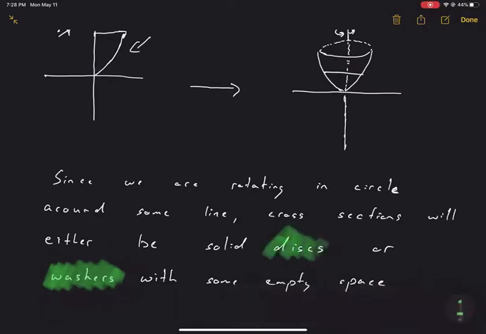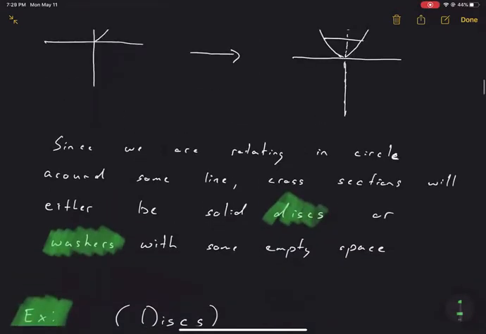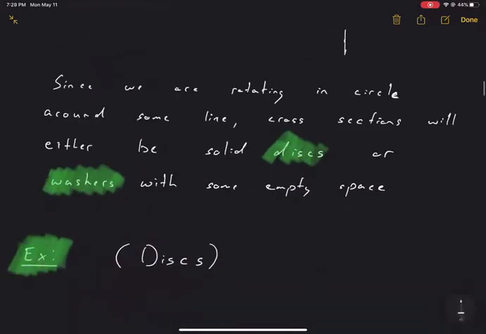But that cross section might have a hole in it, in which case it's going to look like a washer. Okay. So when we take our cross sections, there's going to be two possibilities. It's either going to be a solid cross section, which we'll call a disk, or it's going to be a cross section maybe with a hole in it, which we'll call a washer.